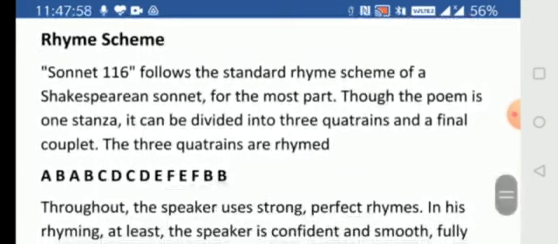The rhyme scheme. Sonnet 116 follows the standard rhyme scheme of a Shakespearean sonnet for the most part. Though the poem is one stanza, it can be divided into three quatrains and a final couplet. The three quatrains are rhymed ABAB CDCD EFEF BB.